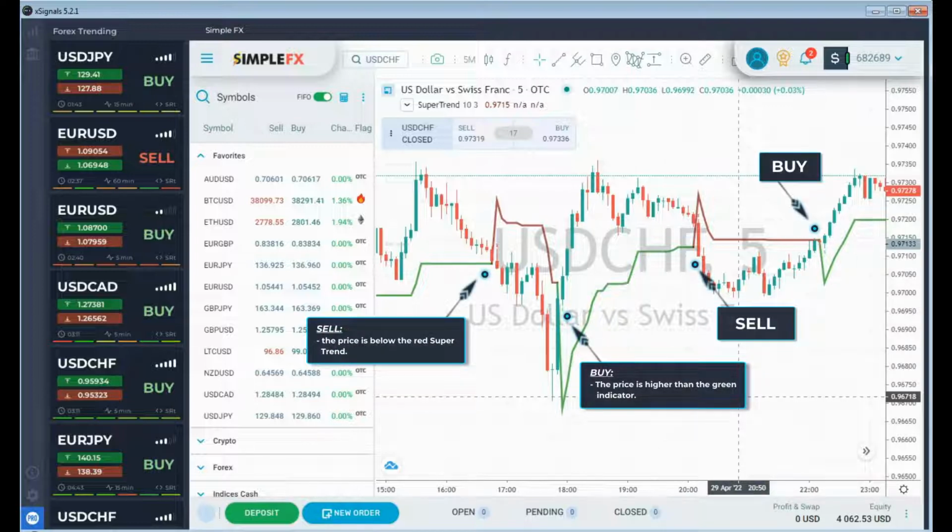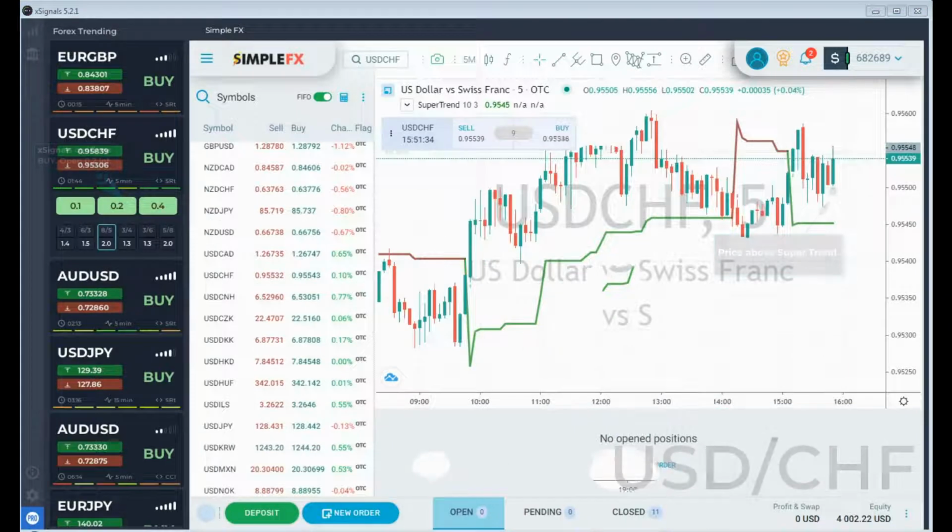Open a buy order when the price breaks through the indicator line from the bottom up. The color changes to green. Sell order for a breakdown from the top down and change of the indicator to red. For additional confirmation, you can use the oscillators from the previous examples. But Super Trend works well as a standalone tool for medium to high volatility on all Forex pairs.